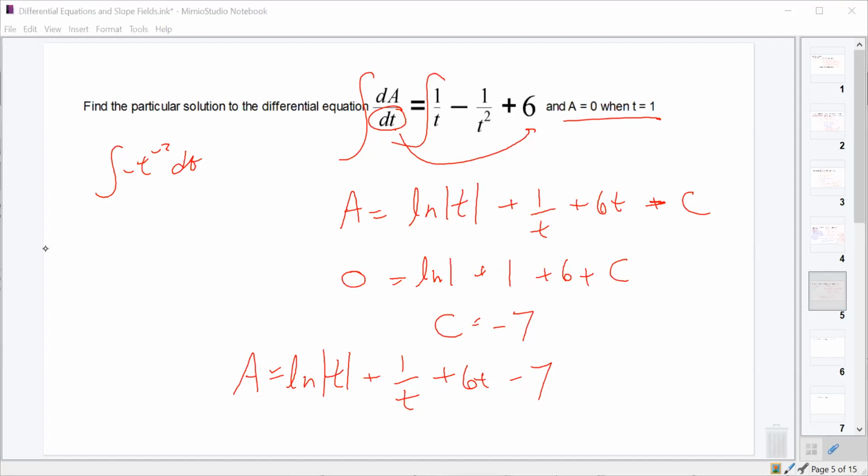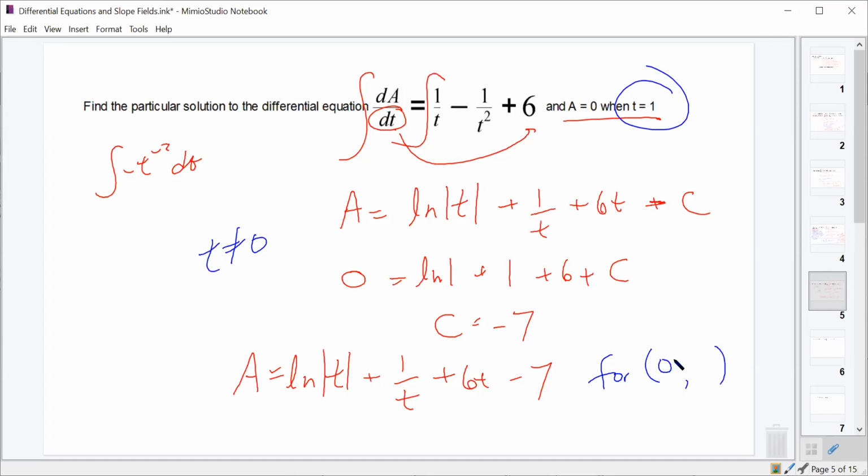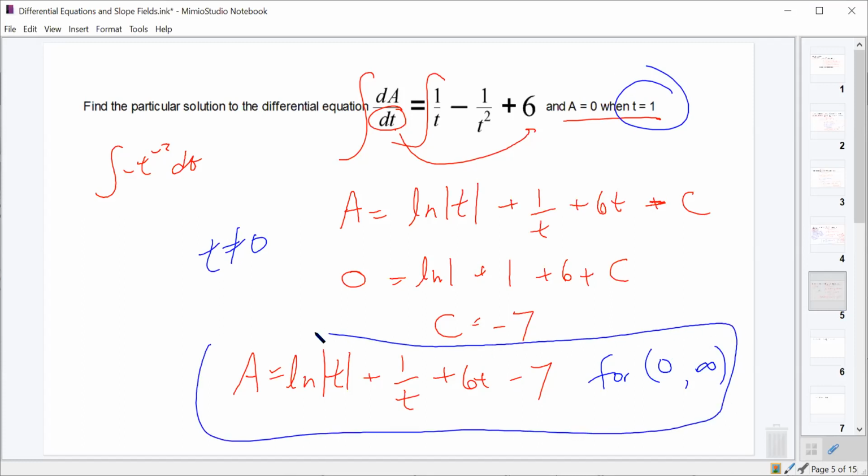And where does this have discontinuity? t cannot be 0, which means that the domain would be negative infinity to 0, 0 to infinity, but we only choose the single section that includes t equals 1. So this will be for what interval? 0 to infinity, because that's the one between those two options that includes t equals 1. Everybody good there? We're going to do a lot more with these next time. That's the basic intro to differential equations.